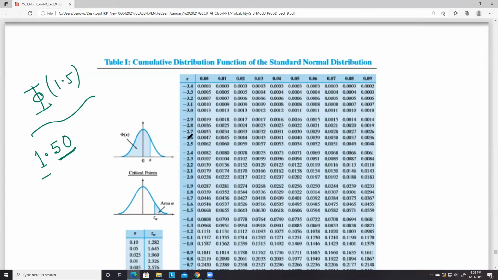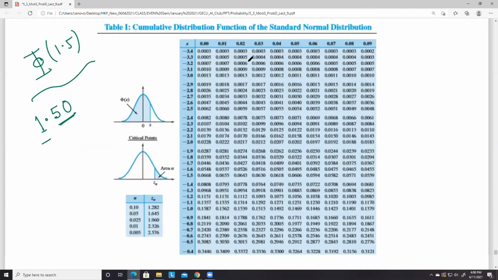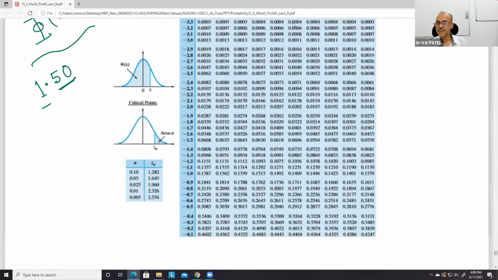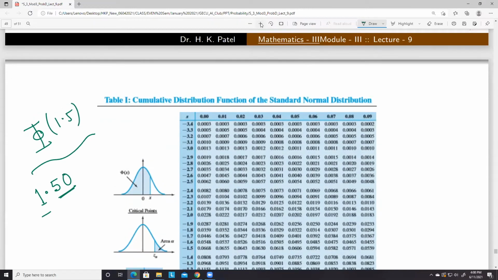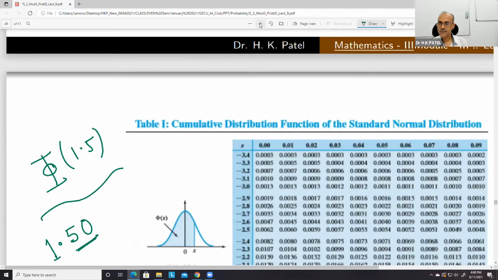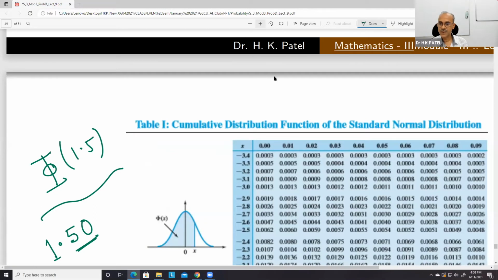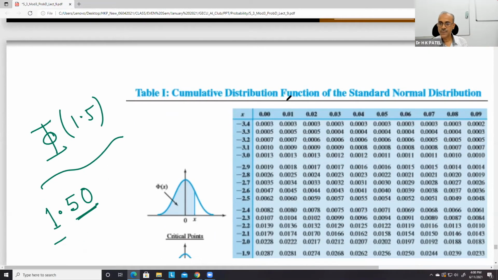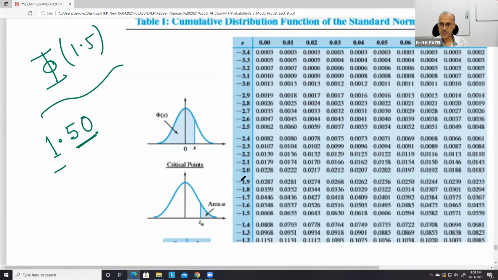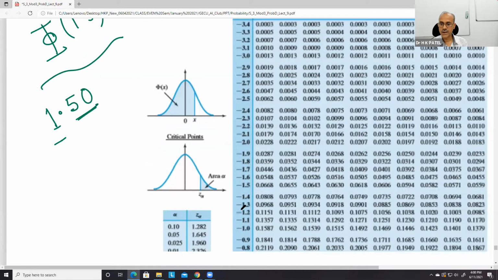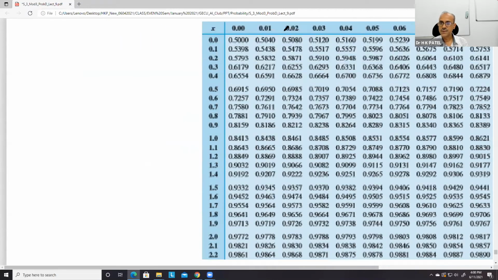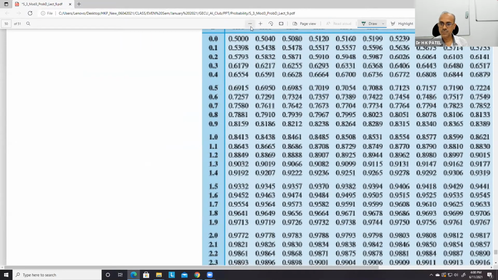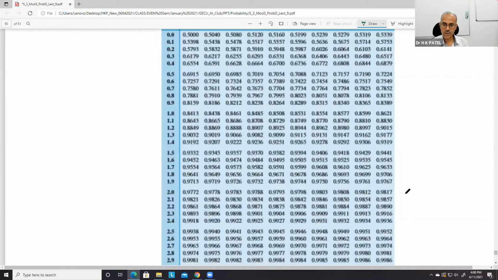Yes, sir, visible. If you make a little effort, it is visible. Let me see if I can. Okay, so this much only. So 1.5 you can search here. These are all negative numbers, and then positive come. This is creating problem.